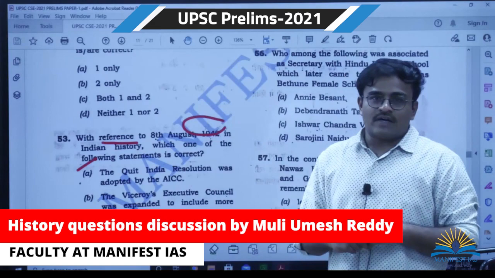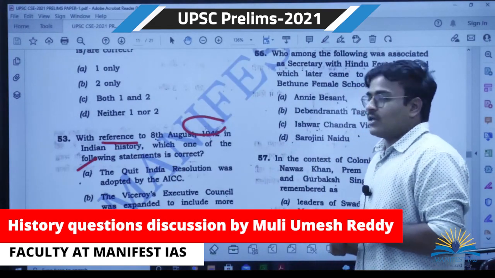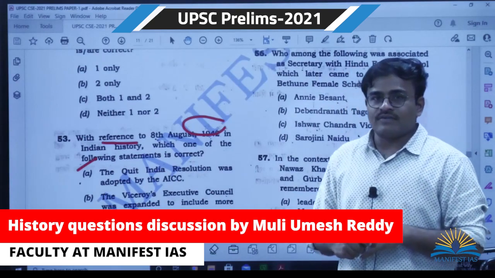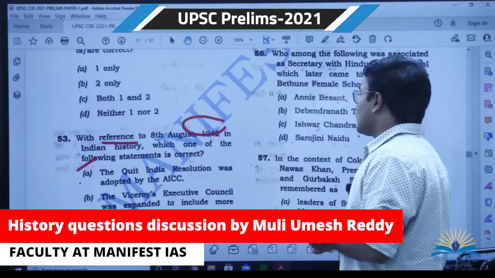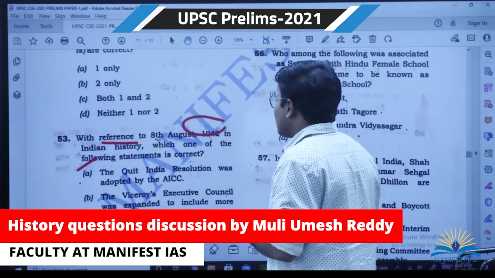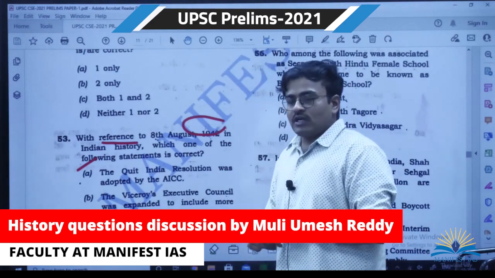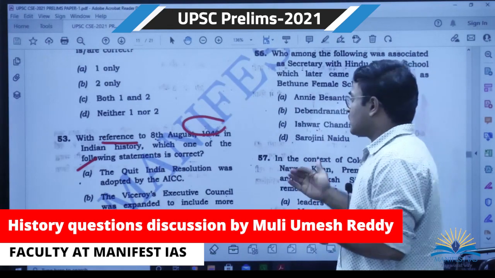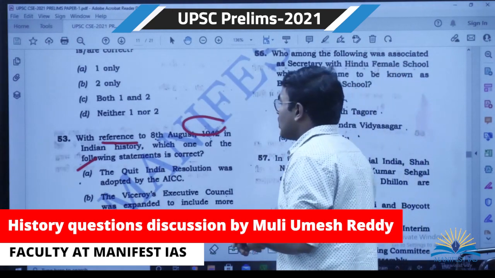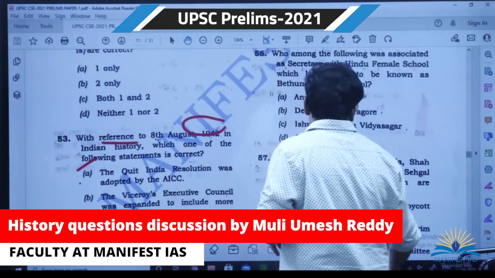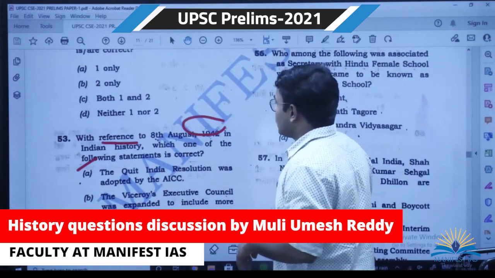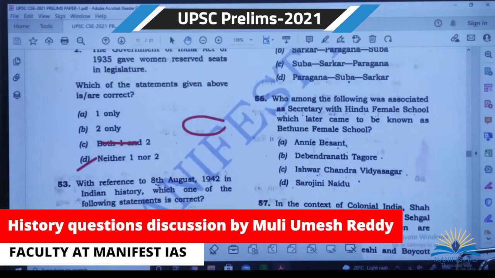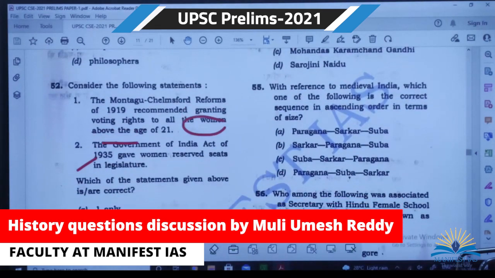So naturally, 8th August of 1942 is associated with the passing of the Quit India resolution by the All India Congress Committee, which finally led to the Quit India movement. So 8th August is associated with option A. So the answer for this question is A. Then the 53rd question, did I miss any question between? Okay, I think I missed the 52nd question.